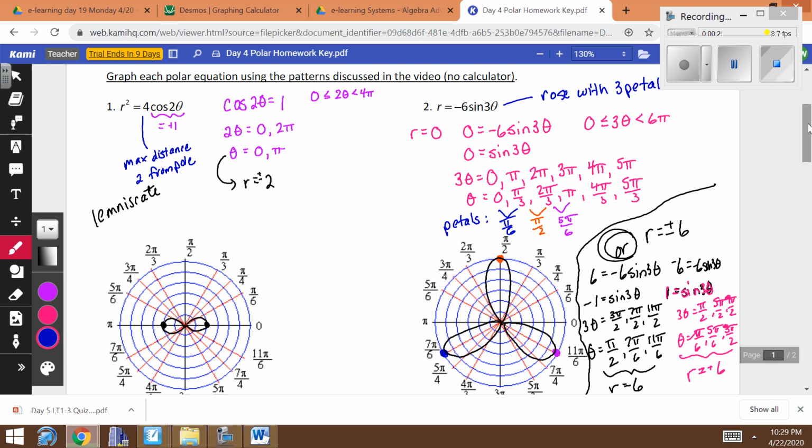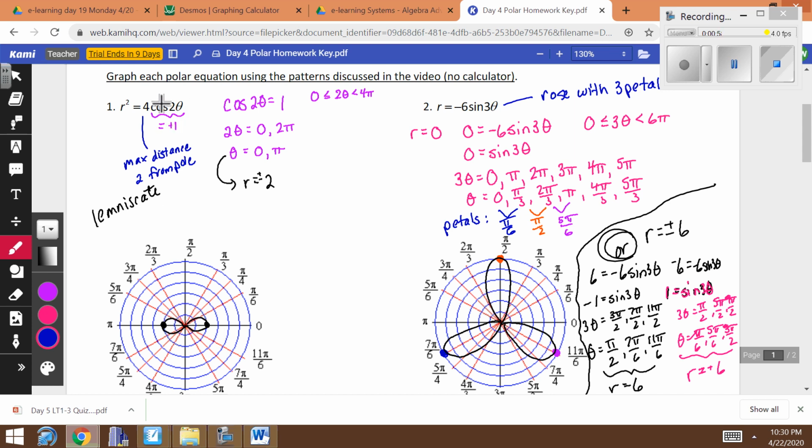So the first one here is one of our newest graphs, the lemniscates. Looking at these, we knew that because it had the r squared on that. We have to keep in mind r squared always has to be a positive number. So that means this part over here on the right always has to be positive, okay? We also know, just by looking at some of the patterns, that the farthest distance away from the pole is going to have to be 2.